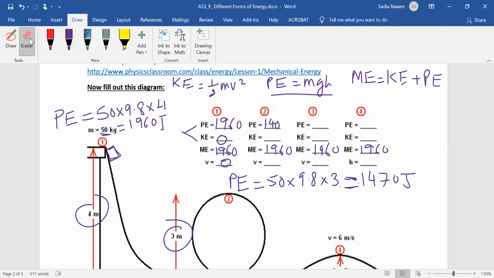Now the more interesting question. Let's see who gets this one. Okay, potential energy is 1,470 joules. The total mechanical energy is 1,960. What is the kinetic energy at position 2? Kind of curious who gets this one. All right, let's see. So now the question is, what is the kinetic energy? You have the information, the total of the two is that.